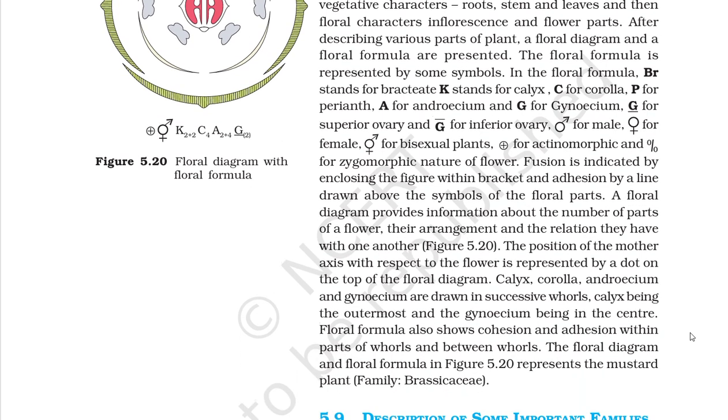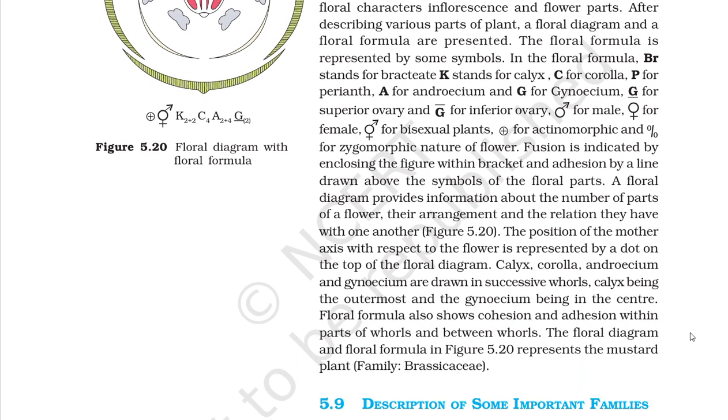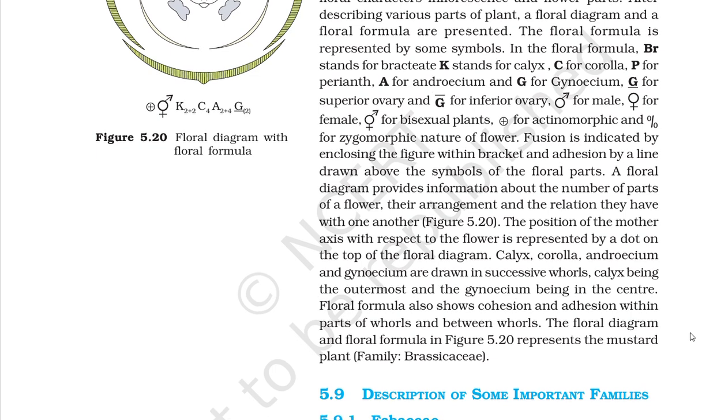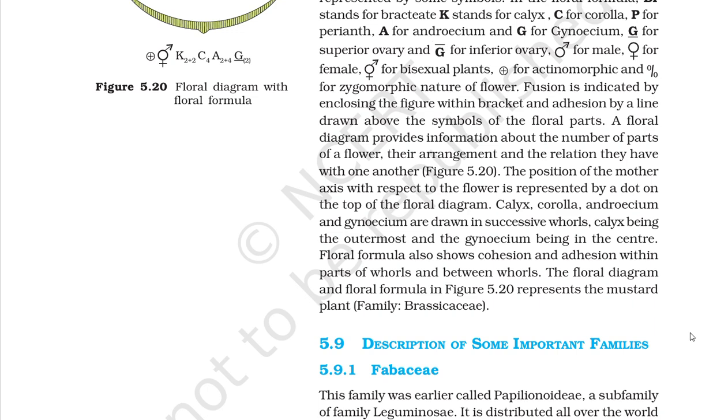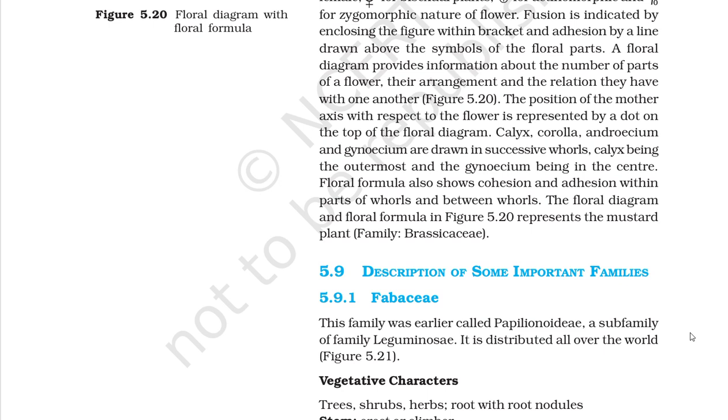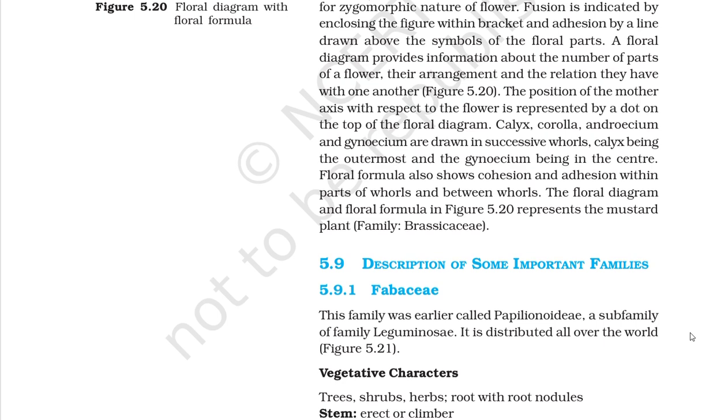of the floral parts. A floral diagram provides information about the number of parts of a flower, their arrangement, and the relation they have with one another. The position of the mother axis with respect to the flower is represented by a dot on the top of the floral diagram. Calyx, corolla, androecium and gynoecium are drawn in successive whorls, calyx being the outermost and the gynoecium being the center. Floral formula also shows cohesion and adhesion within parts of whorls and between whorls. The floral diagram and floral formula in figure 5.20 represent the mustard plant, family Brassicaceae.